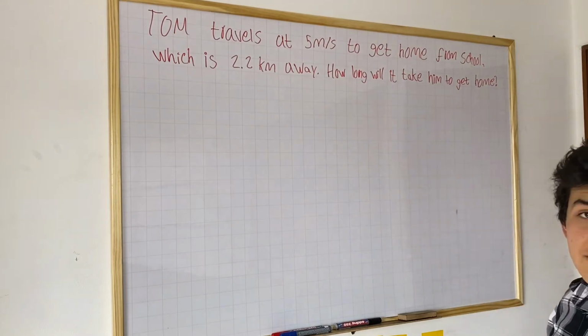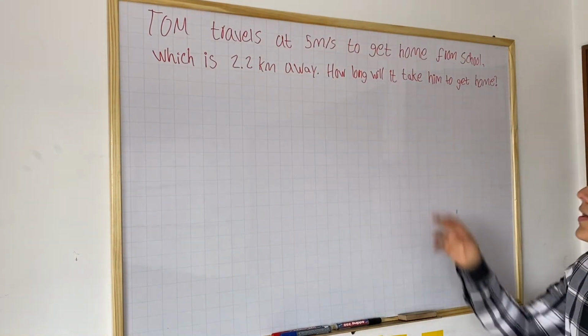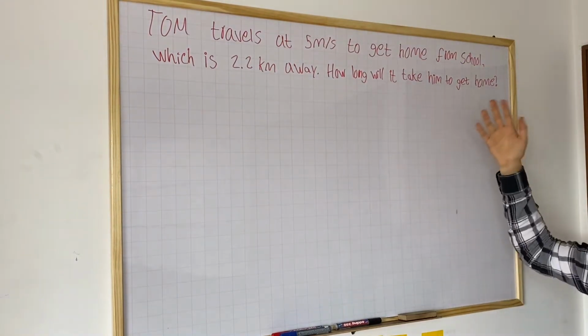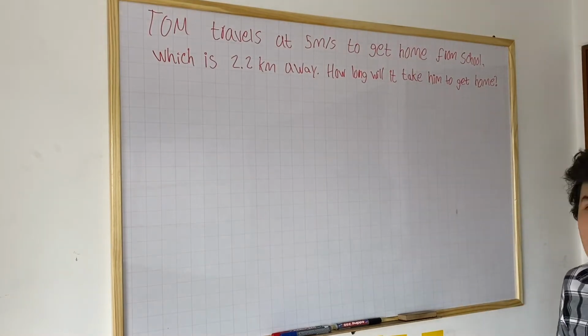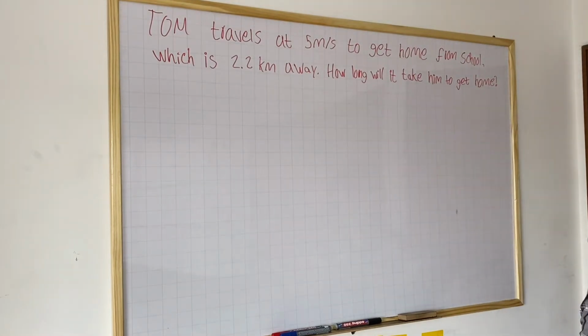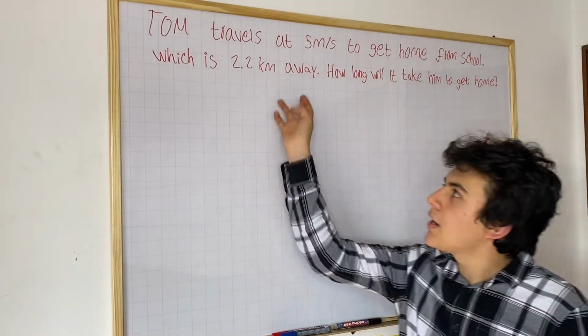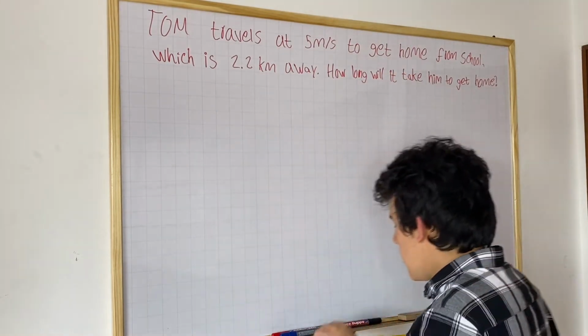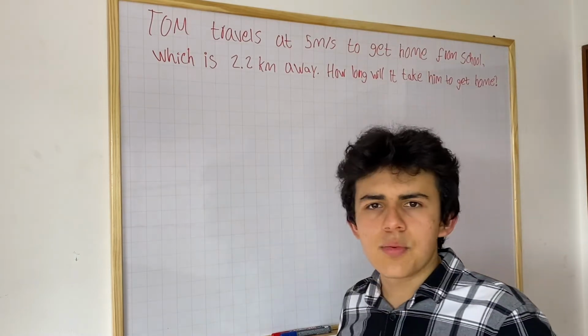Tom travels at 5 meters per second. He's going pretty fast. And he's trying to get home from school, which is 2.2 kilometers away. How long will it take Tom to get home if he's traveling at that speed and he needs to move this distance? So first of all, this is a pretty simple problem.